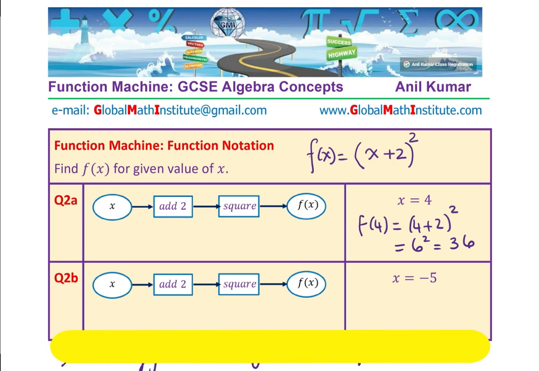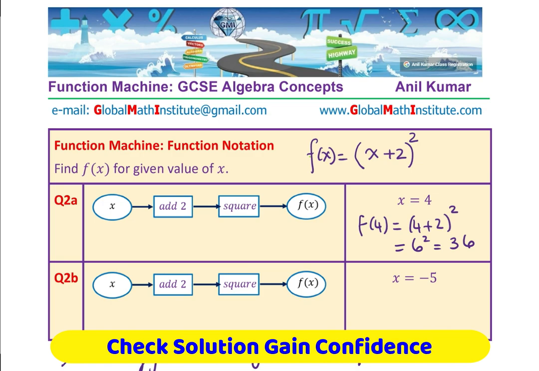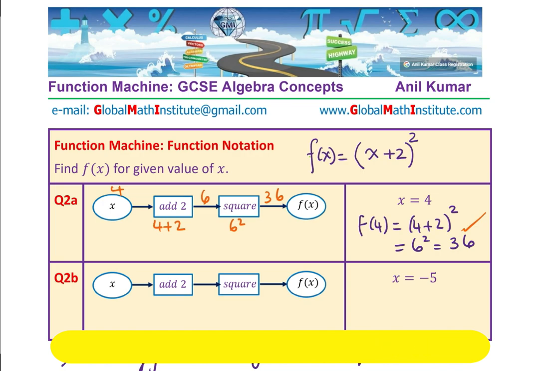Now let us check by substituting 4 in the beginning. So if x is 4, then add 2 means what? 4 plus 2 will give us 6, right? And then square means 6 square, and that gives you 36. We do get the same answer. You get the idea. So simple as that. Perfect.